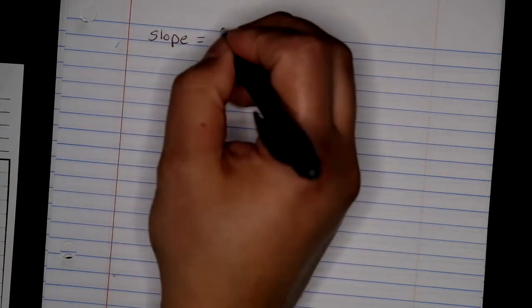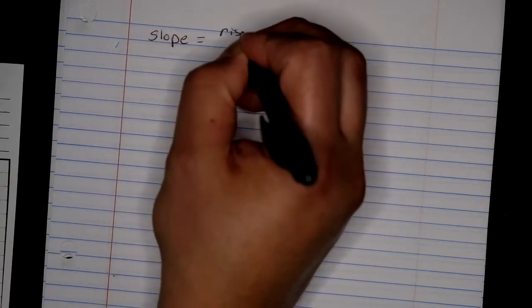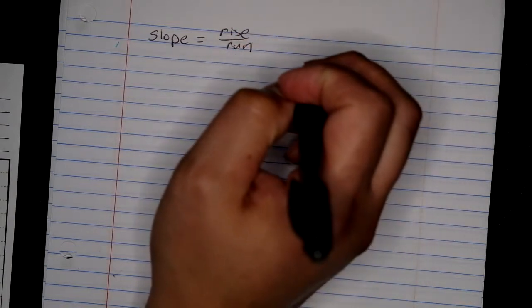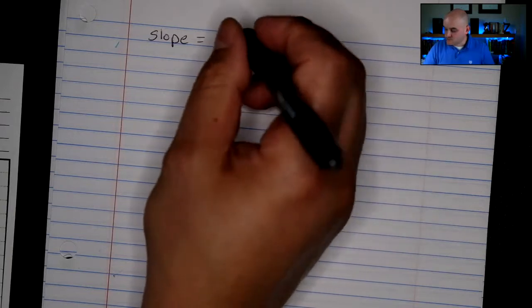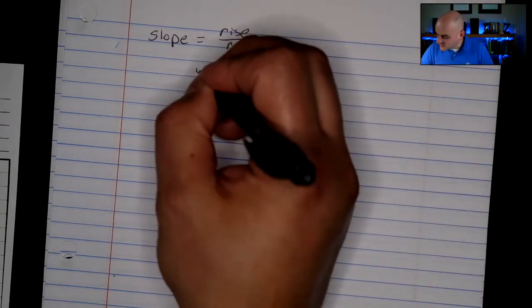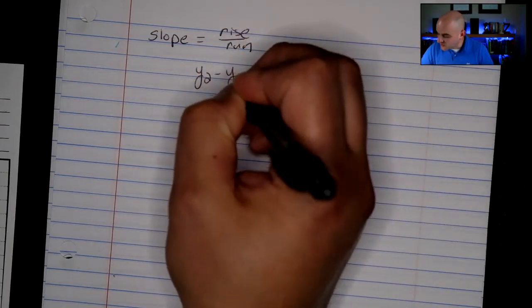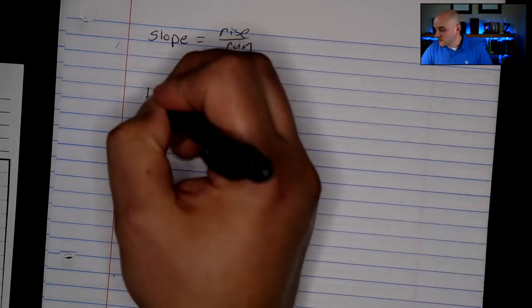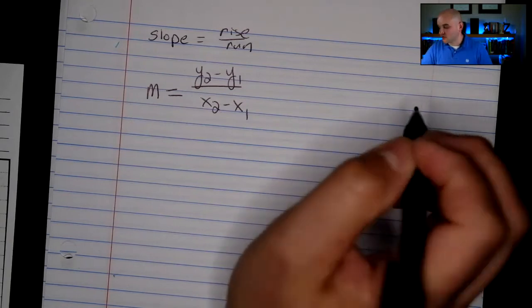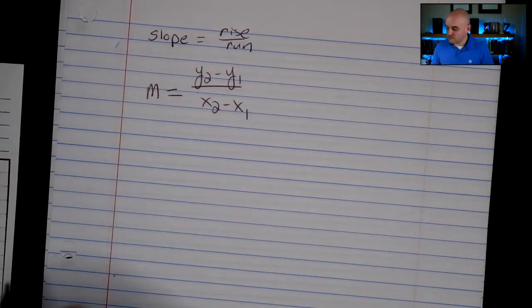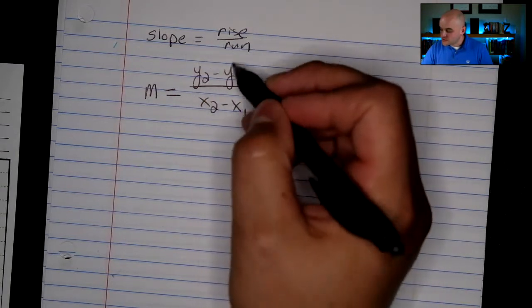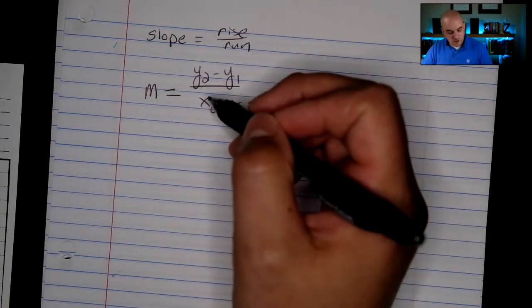Remember, we describe slope as our rise over our run. You can think of it as a rate of change. Our formula for it, a lot of times we use y2 minus y1 over x2 minus x1, and we'll let the variable m stand for slope. Why? I don't know. Maybe it's because it looks like mountain slopes or something. So our slope is our rise over run. There's our equation for it.